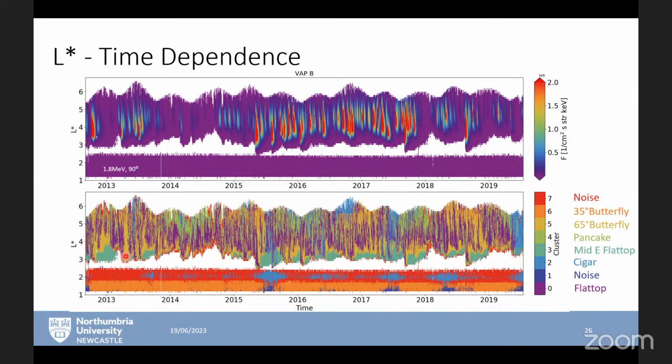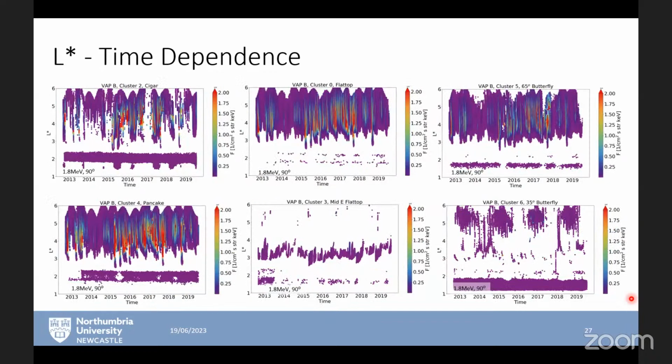The exception being this teal cluster 3, which corresponds to our mid-energy flat tops, which seem to line the inner edge of the outer belt. Now, to determine if there's any other sort of dependence from our clusters, we thought to separate the observations. So here we have our 6 clusters with respect to L star and time. And what we can see in our pancake and our flat top observations is that these occur very predominantly throughout all 7 years of the Van Allen Probes mission, and typically at all L star in the outer belt.